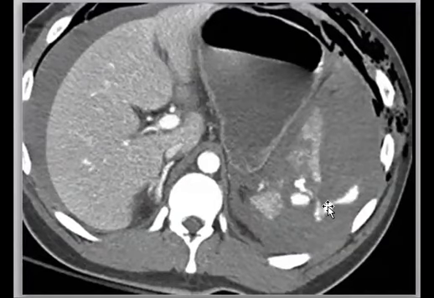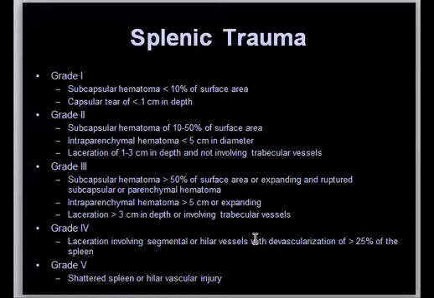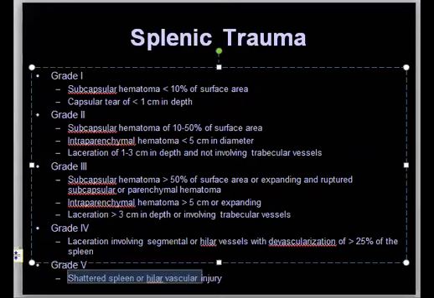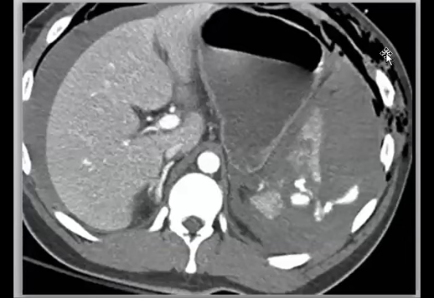So shattered spleen. It is important to know the grades: grade 1 subcapsular hematoma and grade 2. Then laceration has much more detail, laceration from 1 to 3 or above 3. And I think what we have here is a shattered spleen with vascular injury, grade 5. And also the surgical emphysema.